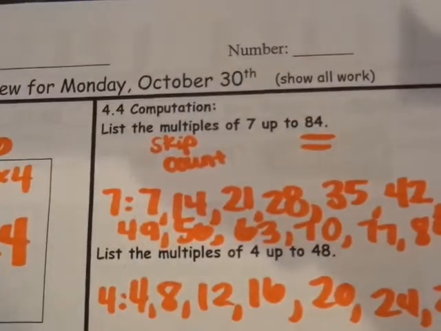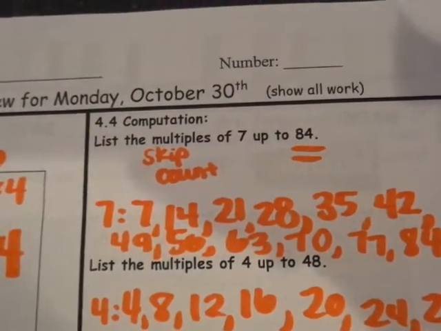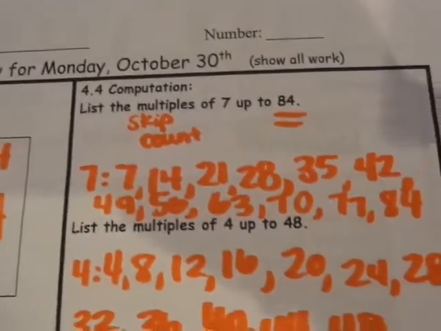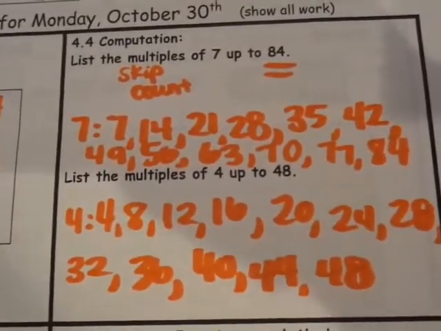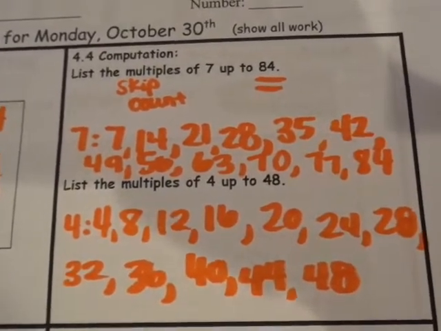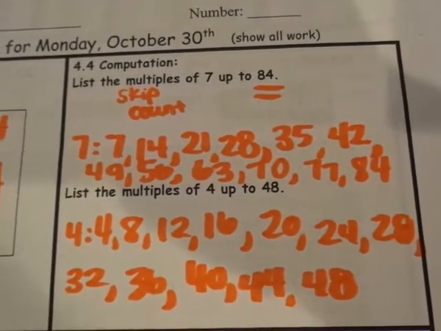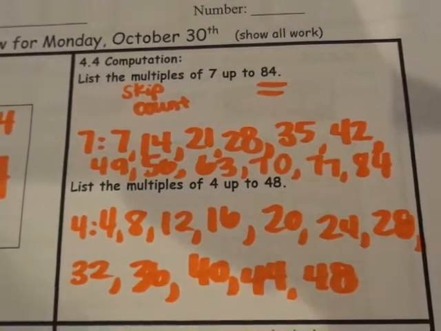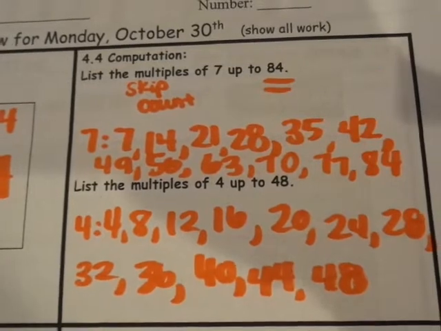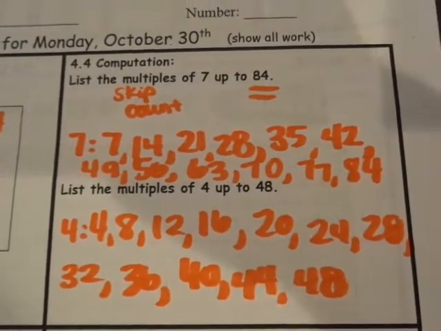The next question is saying list the multiples of 4 up to 48. So I'm going to skip count by 4. 4, 8, 12, 16, 20, 24, 28, 32, 36, 40, 44, 48. And there's my multiples. I'm skip counting.